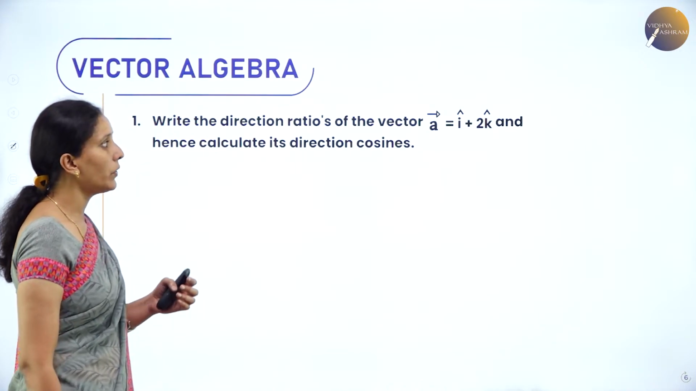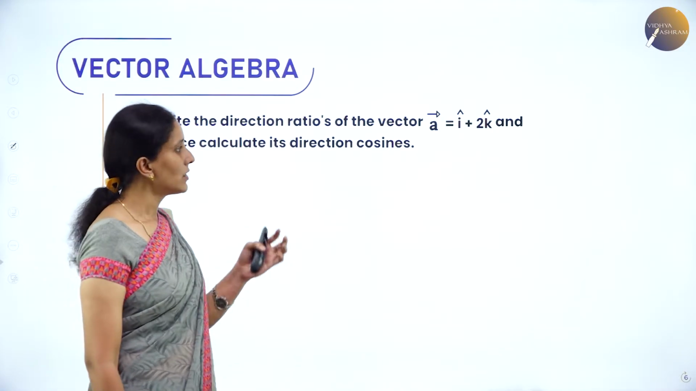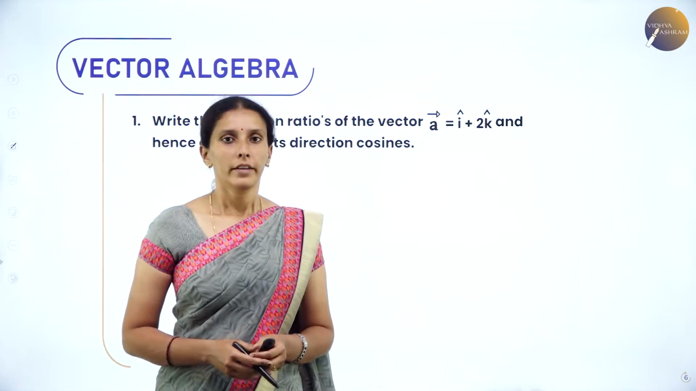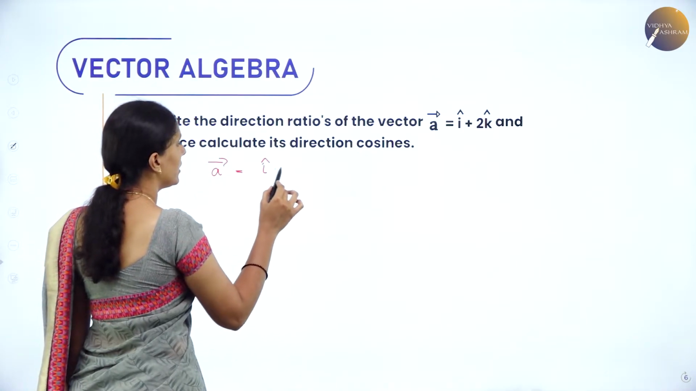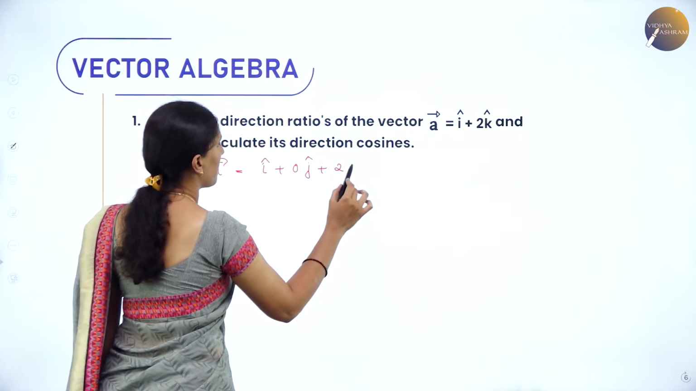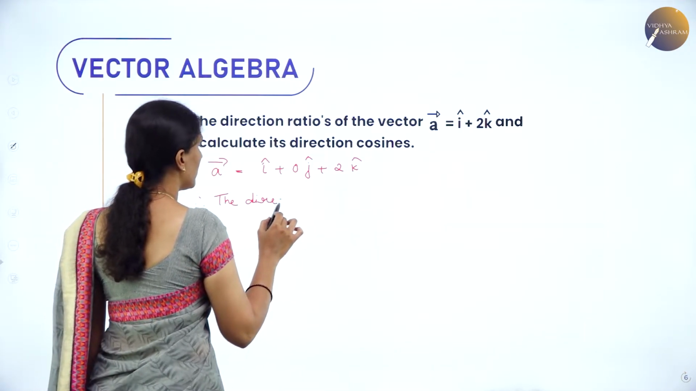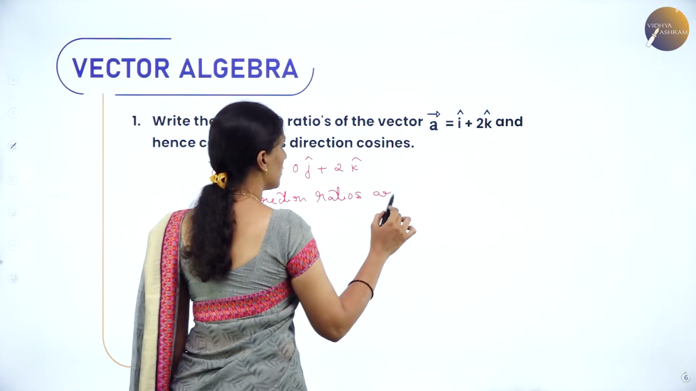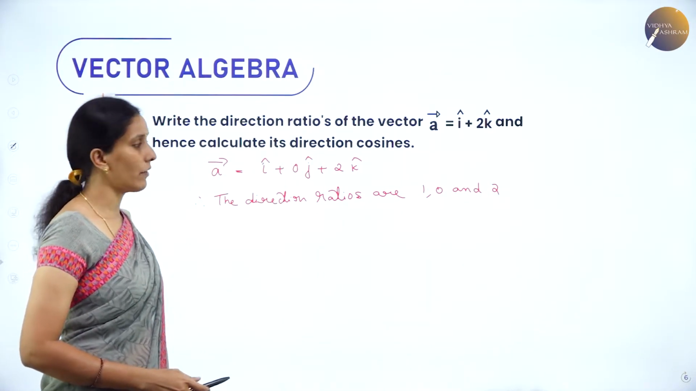Next, write the direction ratios of the given vector. Vector A is equal to i plus 2k, and hence calculate its direction cosines. So here we have to write the direction ratios of the given vector. Now we have here vector A is equal to i. There is no j component, hence we can write 0 into j plus 2k. So therefore, the direction ratios are 1, 0 and 2. So these are the direction ratios of the given vector.